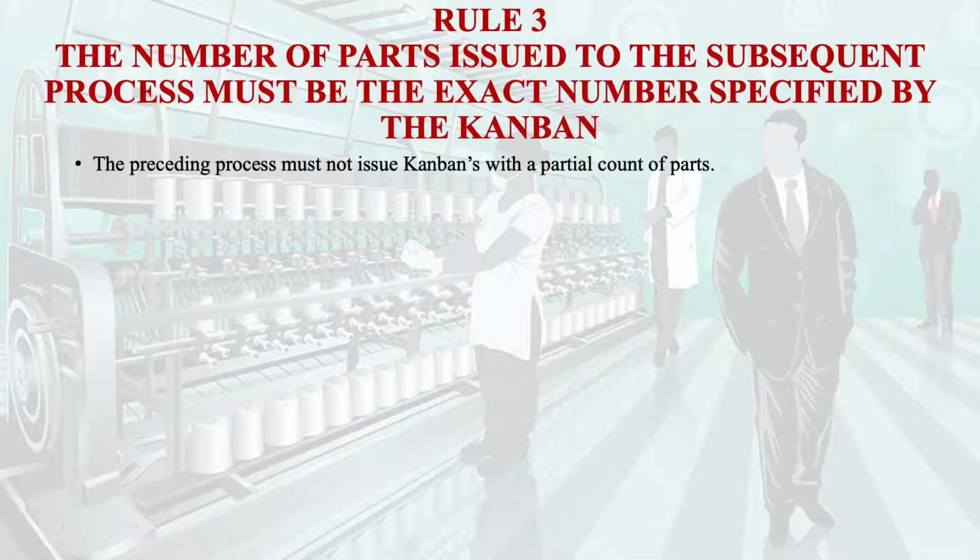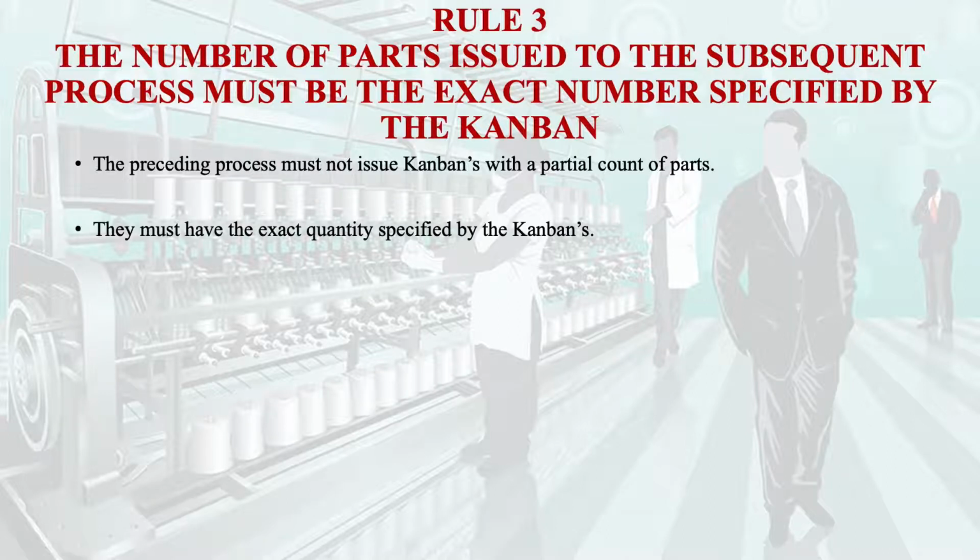Now we will come to rule 3. The number of parts issued to the subsequent process must be exactly the number specified in the Kanban. The preceding process must not issue a Kanban with a partial count of parts. They must have the exact quantity specified by the Kanban. That means if they are specifying a quantity of 5, they should not provide only 4 or 3. If the quantity is 5, they should comply with the number 5.